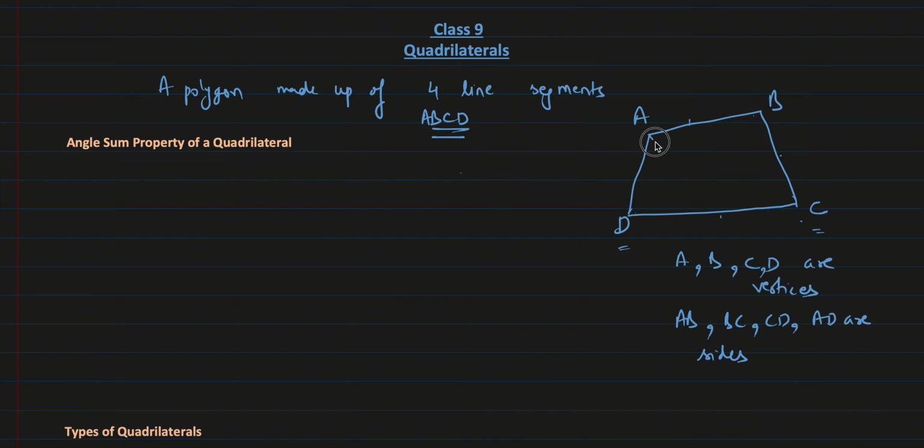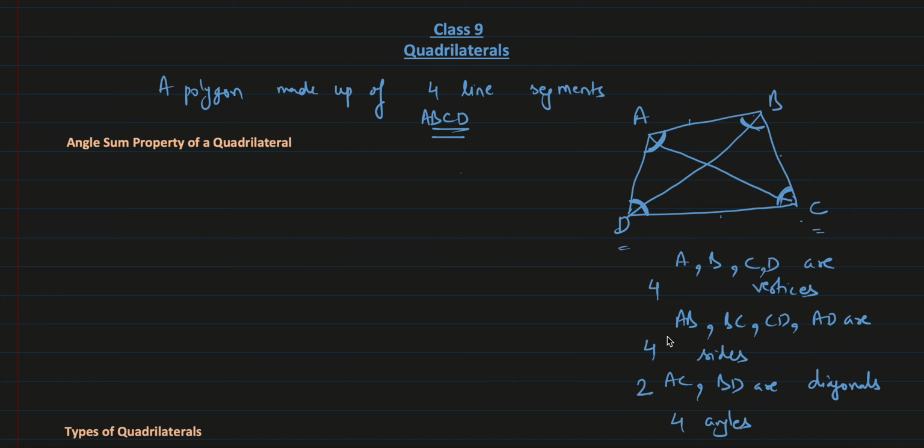Okay, and if I join the opposite vertices A to C and B to D, what are these called? AC and BD are diagonals. I hope you all know this. Now as there are 4 vertices, we can say there are 4 angles also here: angle A, angle B, angle C and angle D. So we have 4 vertices, 4 sides, 2 diagonals and 4 angles.